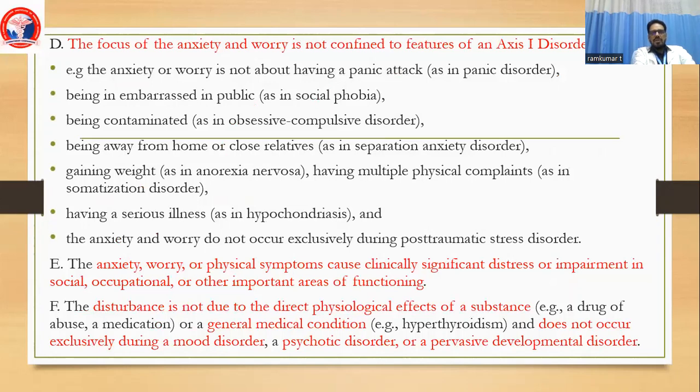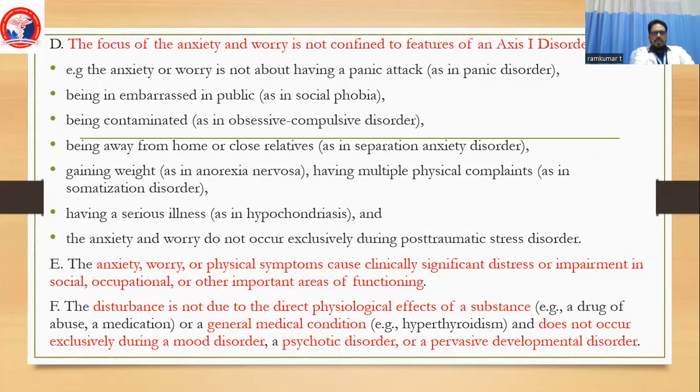D. The focus of anxiety and worry is not confined to features of an Axis 1 disorder. For example, the anxiety or worry is not about having a panic attack as in panic disorder, being embarrassed in public as in social phobia, being contaminated as in OCD, being away from home or close relatives as in separation anxiety, gaining weight as in anorexia nervosa, having multiple physical complaints as in somatization disorder, having a serious illness as in hypochondriasis, and the anxiety and worry do not occur exclusively during post-traumatic stress disorder.